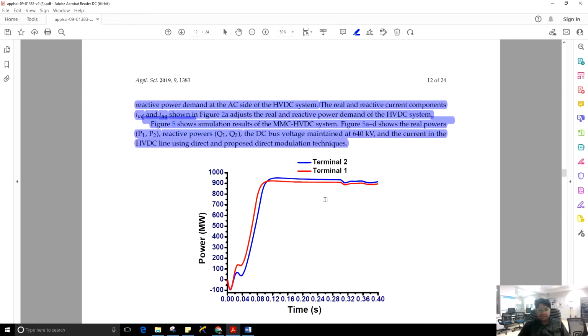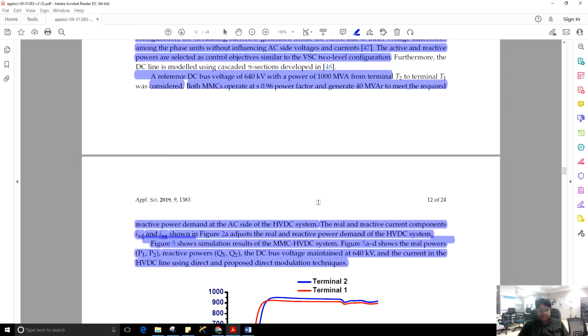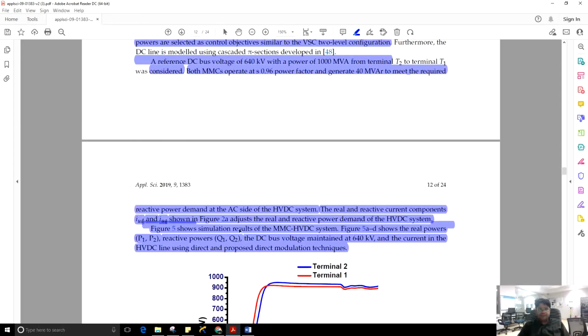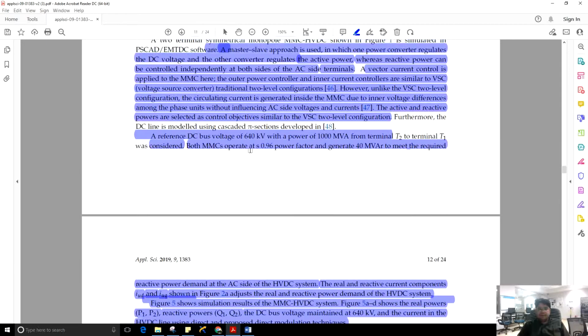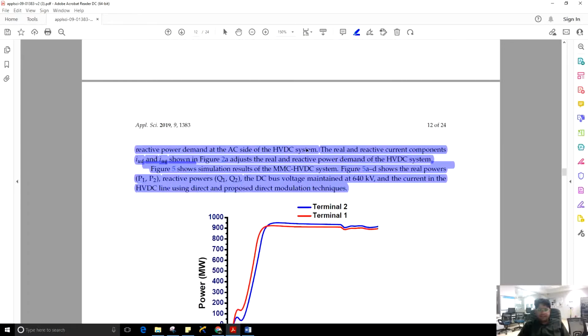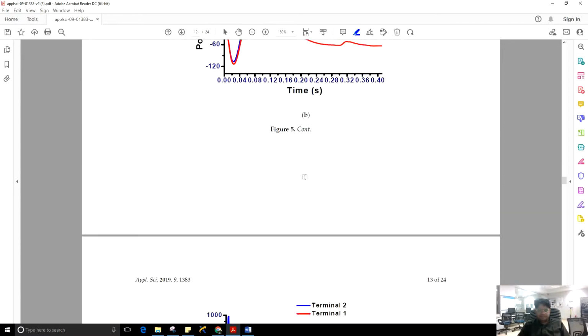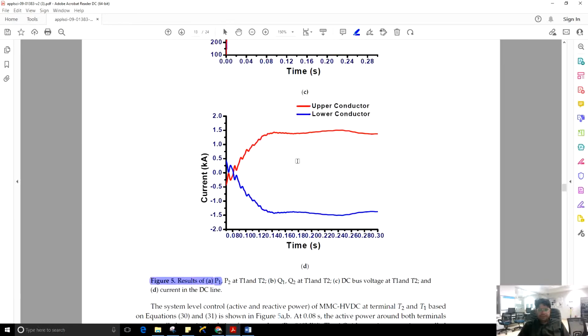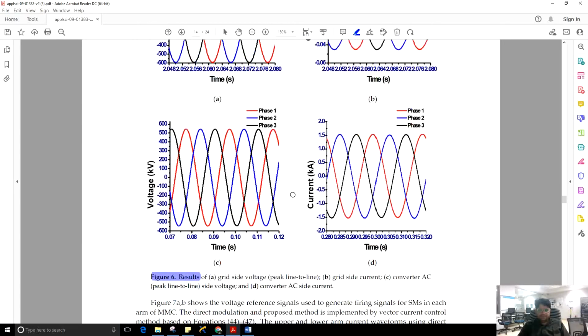So these are some results. The reference active power is 1000 MVA from terminal T2 to terminal T1. DC voltage, this is... you see that both MMCs operate at 0.96 power factor and generate 40 MVAR to meet the required reactive power demand at the AC side of the HVDC system. Reference DC voltage is 640 kV. These are the upper conductor and lower conductor currents.